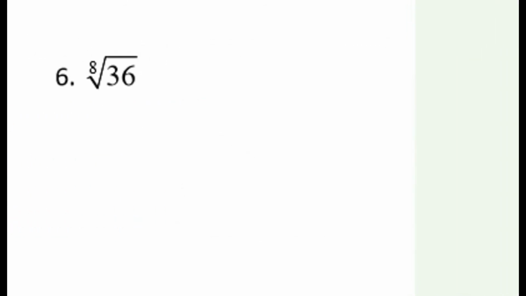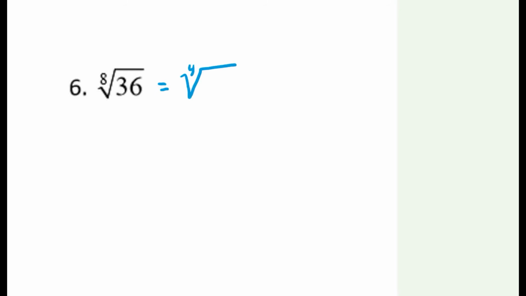All right, and now we have the 8th root of 36. So we're going to use that 3rd property that we had, and we're going to think, well, 36 is a perfect square. So I can simplify this radical by thinking about the index of 8 as being 4 times 2. So I'm going to make this the 4th root of a square root. I'm going to put the 2 here even though we don't see it, just to remind you that we can do this because 4 times 2 is 8.